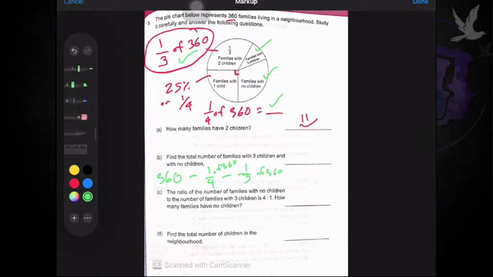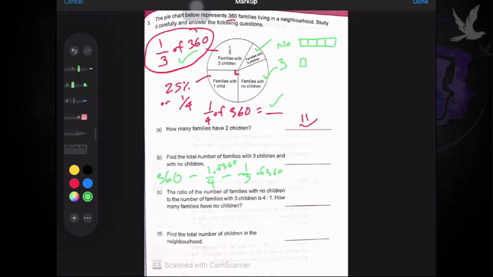Okay, so it says there that the ratio of the number of families with no children to the number of families with 3 children is 4:1. So ibig sabihin yung no children represents 4 units, 1, 2, 3, 4. And yung with 3 children, you have only 1 unit. Okay, this is in relation to letter B. You'll be able to solve this. Ratio ito, ha, this is basic ratio.